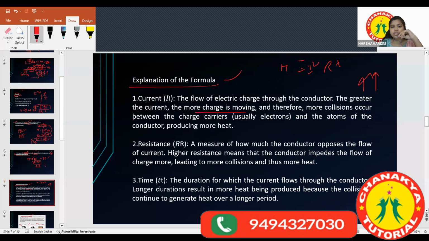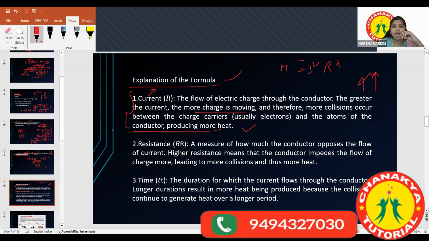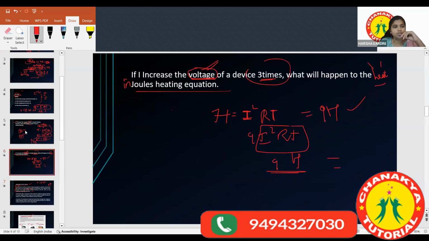And therefore, more collisions occur between the charge carriers and atoms of the conductor, producing more heat. So it is basically telling how the current is responsible for heat. See here, it's a very good explanation. The flow of electric charge through the conductor is called current. The greater the current, the more charge is moving. When there is a lot of current, it means a lot of charges are moving. The density of charge is high, right? Correct? Yes, ma'am. And therefore more collision will occur between the charge carriers.